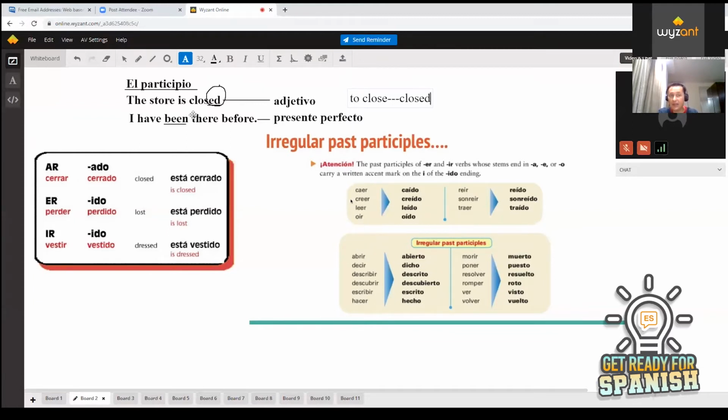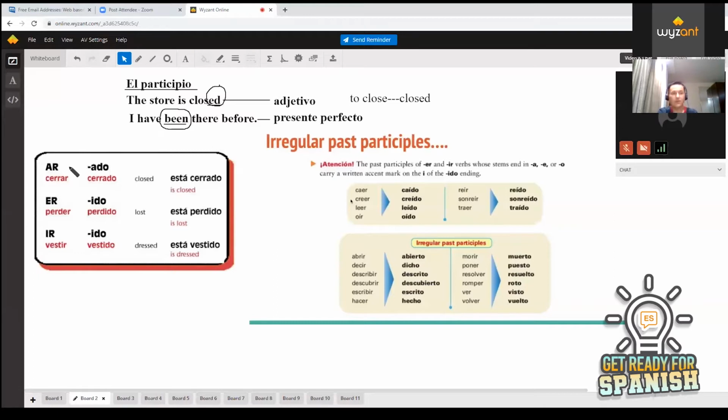I have been there before. I've been there before. Okay? This "been" right there is also the past participle. In this case, we are using it to create the presente perfecto, or the present perfect, which we are gonna see in a second. Okay? So these verbs right here are conjugated in the past participle. Okay? Usually we obtain it in English by adding an -ed, but you have a few irregulars like to be, which is been. All right?